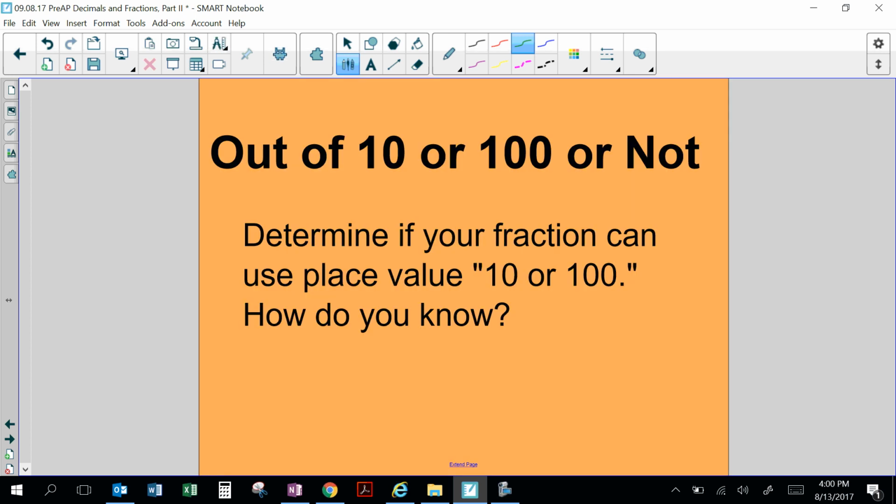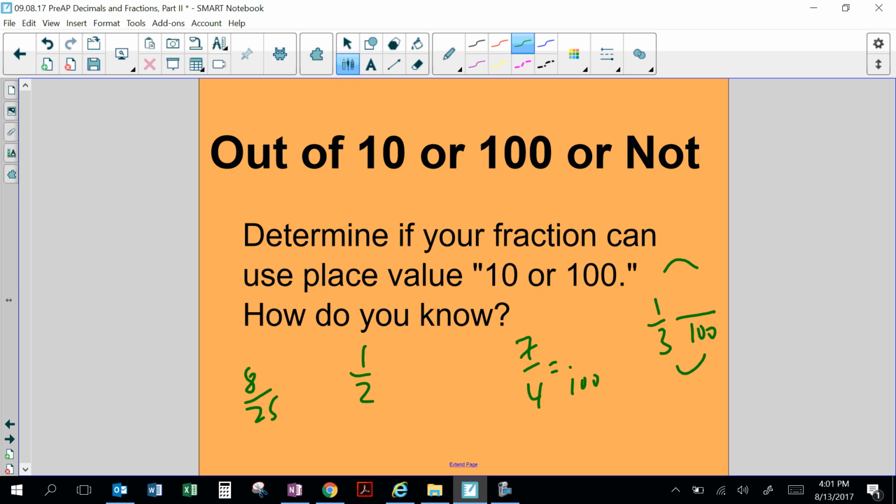So each one of you will also be given a fraction, such as 1/3, maybe 7/4, maybe 1/2, maybe 8/25. Using what we learned previously, can you find a decimal equivalency using place value? Yes or no? Can I use place value for 1/3? No, it does not go in. I want it perfectly. So no.